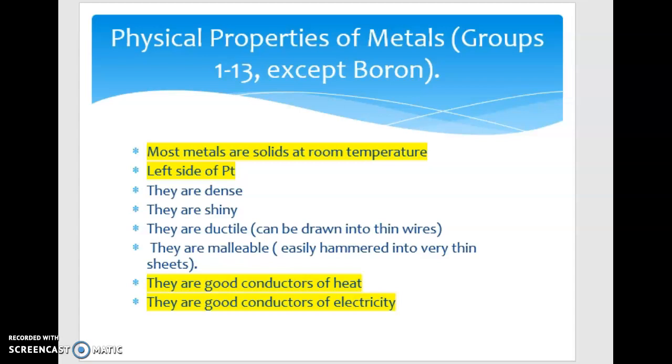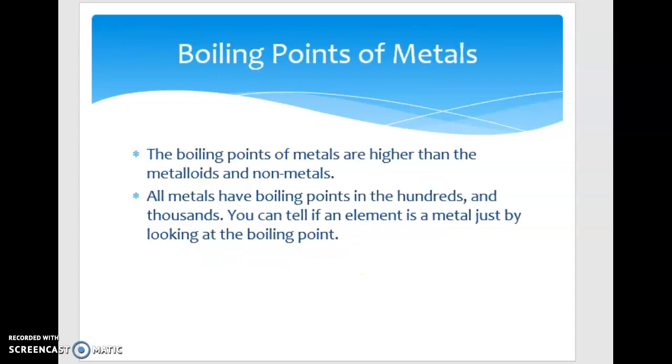All metals are good conductors of heat, and they are good conductors of electricity. So those are some properties that all metals have in common. They're solids, they conduct heat, they're good conductors of electricity.